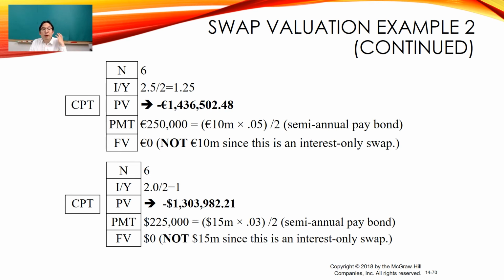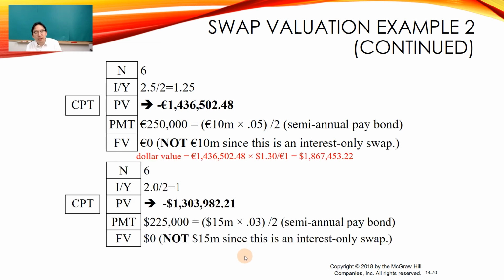Second cash flow is about your short part, right? Plus and minus. Minus part, US dollar bond. 6 periods because it's semi-annual again, and 2% discount rate divided by 2, 1%, right? And then payment 225,000 because that's 3% divided by 2 times $15 million of notional principal. That's the semi-annual coupon payment. And the face value of your bond, 0, okay? Because the swap is an interest-only swap, right? Then compute present value, 1.3-ish million, minus. That's your cash flow out.